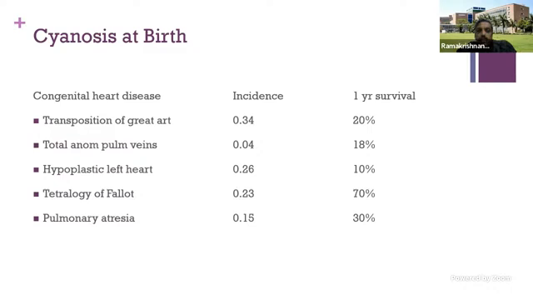So the most important thing to remember is that transposition of great arteries is the most common cause of cyanosis at birth, number one. Number two, 90% of HLHS, around 85% of total anomalous pulmonary venous connection, and 80% of TGA die. Whereas in tetralogy of Fallot, 1 year survival amounts to around 70%.